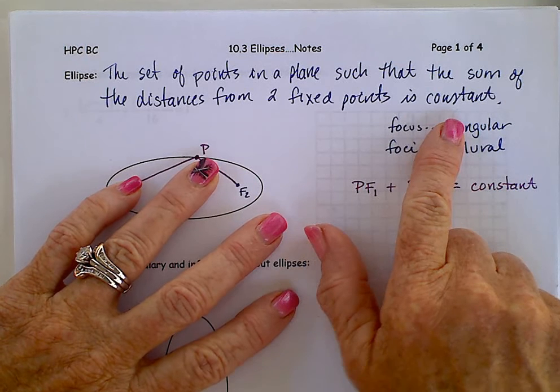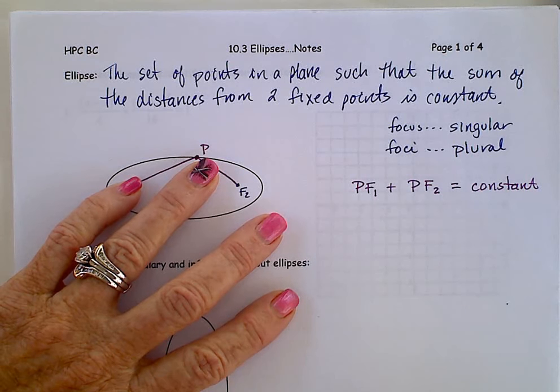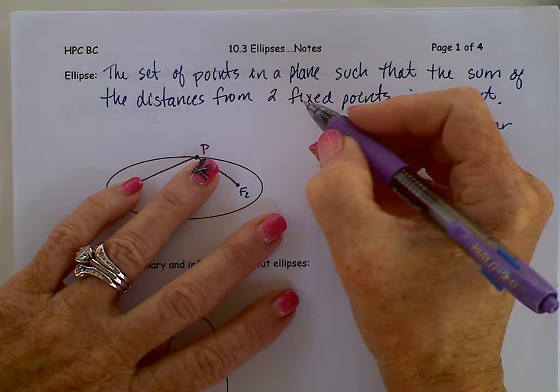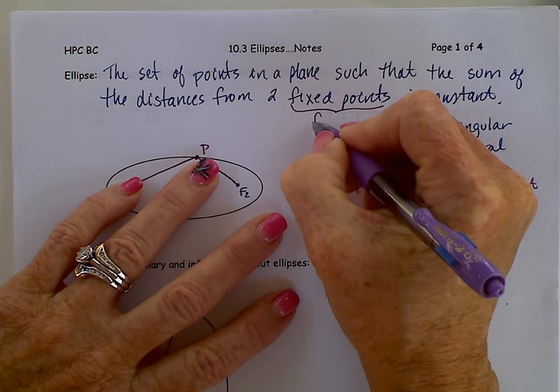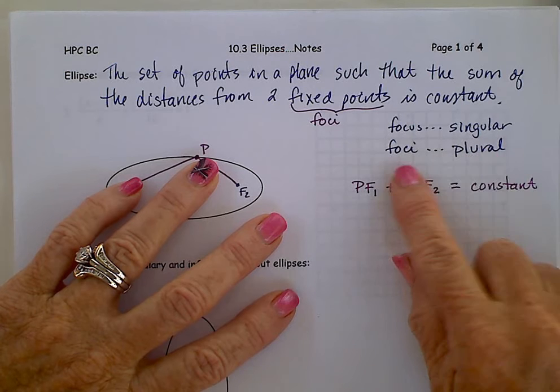The set of points in a plane, so a flat surface, such that the sum of the distances from two fixed points is constant. Those fixed points are called foci. Focus is singular, foci is plural.